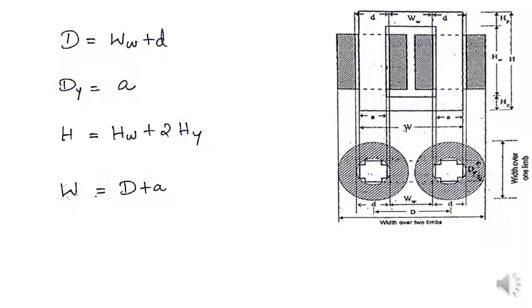Let's see how it comes. Capital W, this is the dimension capital W, that is equal to capital D. This distance will give you capital D. Capital D plus A by 2 plus A by 2 will give you W, that is D plus A.